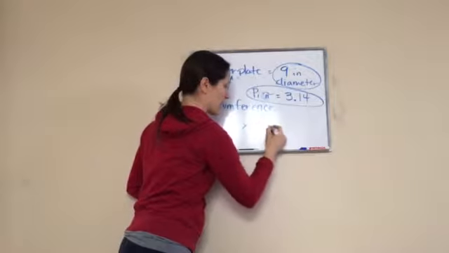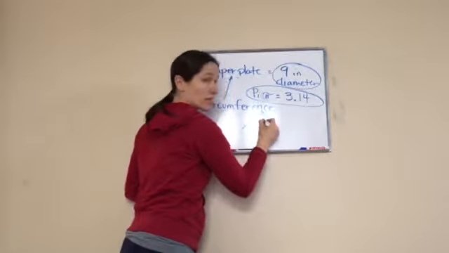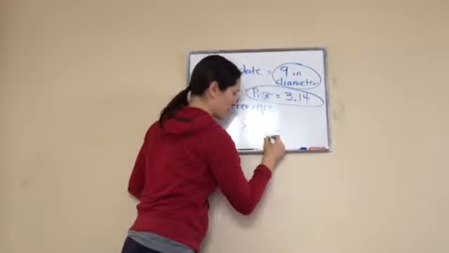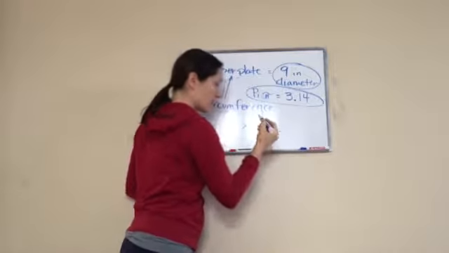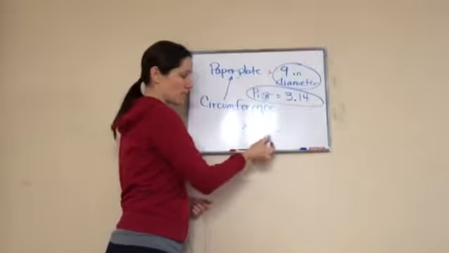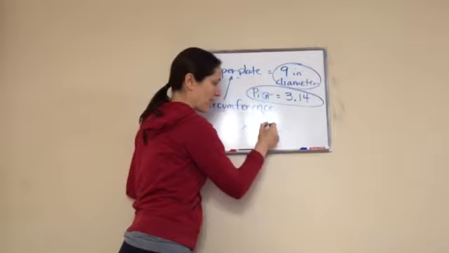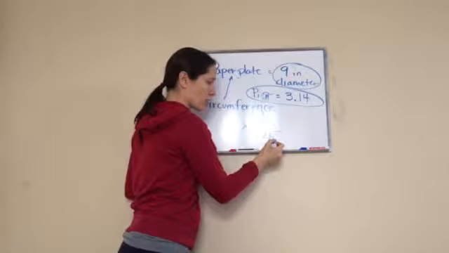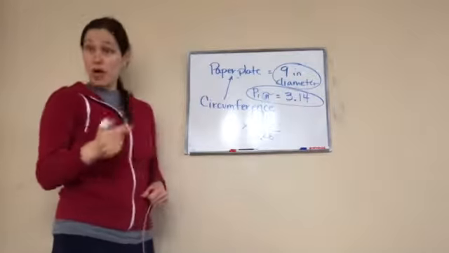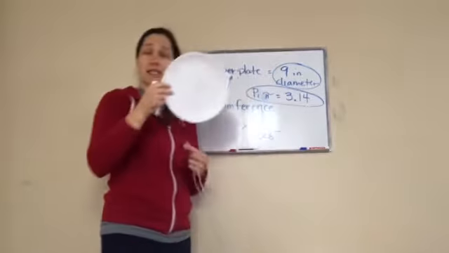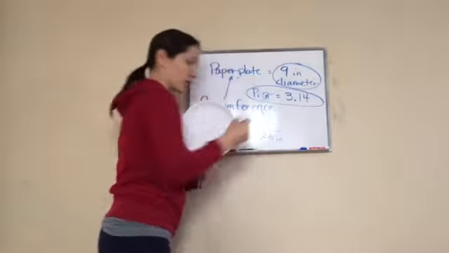So ready? Watch this. 3.14 times 9. 9 times 4 is 36. 9 times 1 is 9, 10, 11, 12. 9 times 3 is 27, plus 1, 28. And so what do you see? 2826, okay? But what do you remember about decimal numbers and multiplication? We count after it, 1, 2. So we're going to start here and go 1, 2. So, the circumference around this paper plate is 28.26 inches.